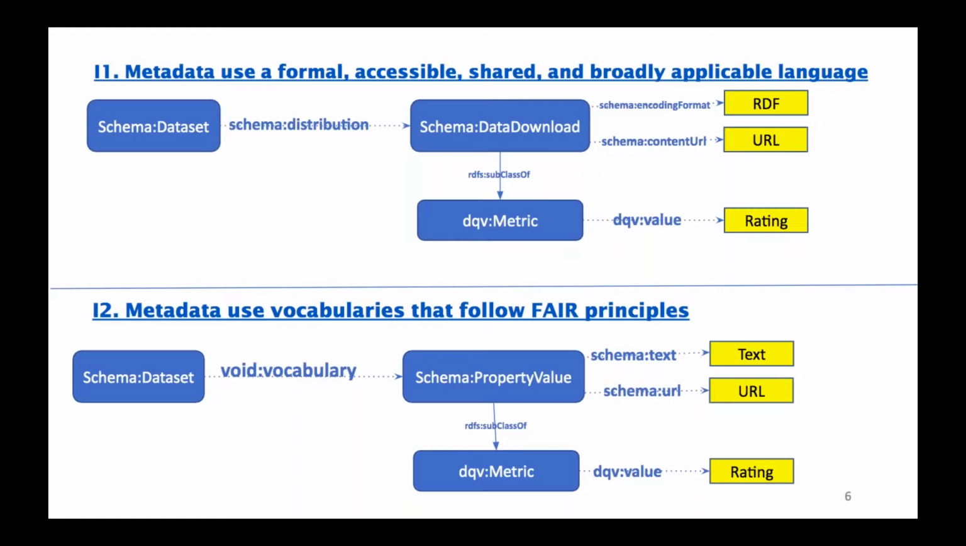Next, we have I3: metadata include qualified references to other metadata. We use the references from DCT to indicate the references of the other metadata and insert the property values of that metadata.